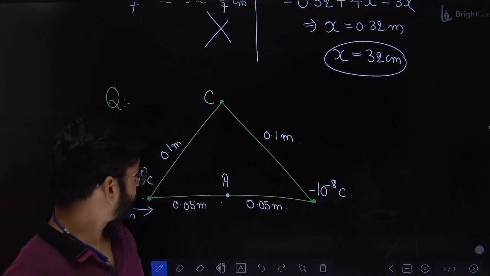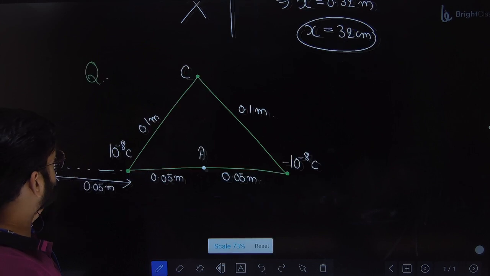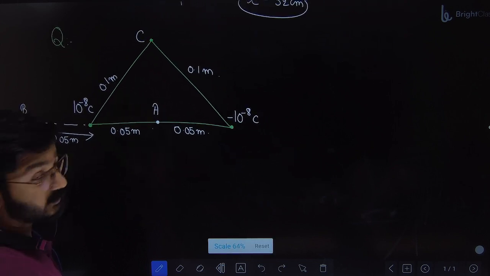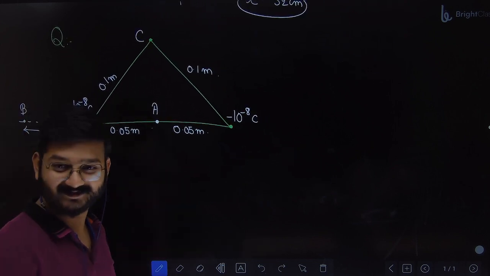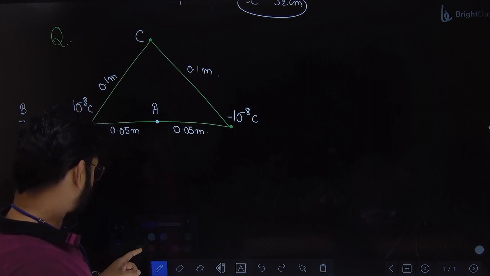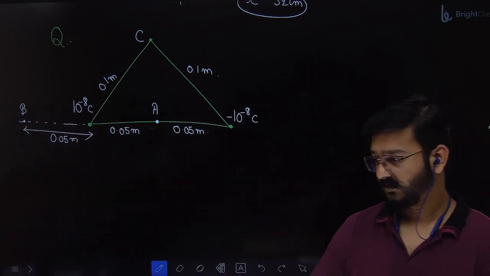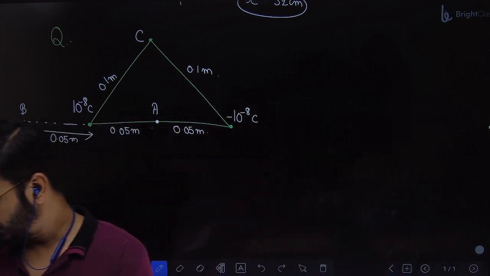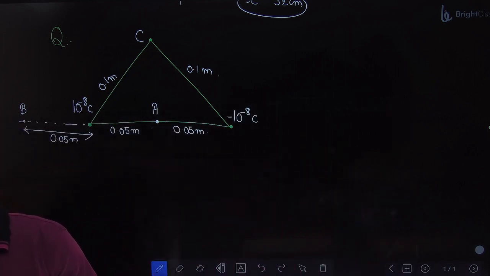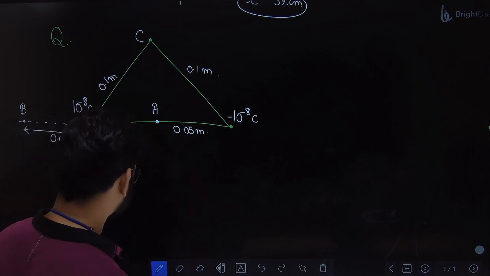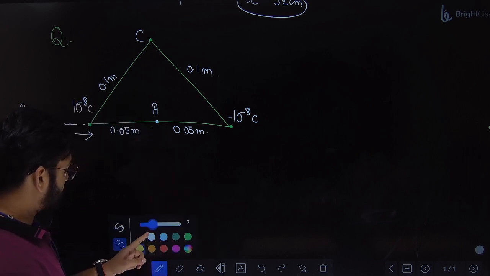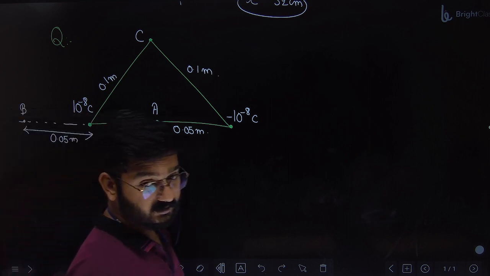Anyone got the answer for point A? Zero. Sir, is it 7,200? It's 7.2 into 10 to the power 3. 7.2 into 10 to the power 4. The answer is 7.2 into 10 to the power 4.